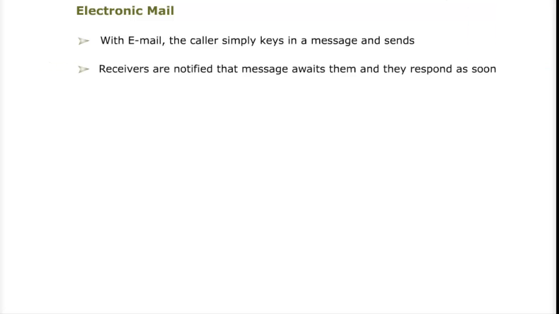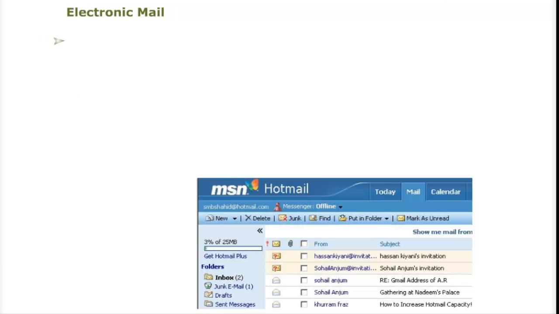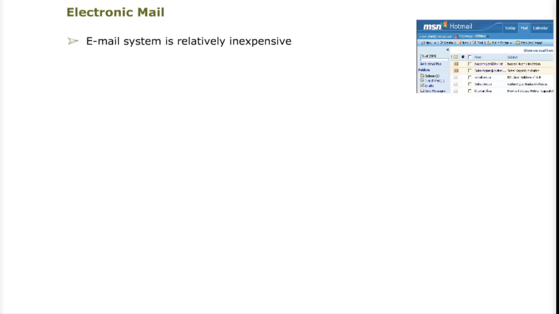Approximately 70% of business telephone callers do not reach the person they called on the first try. With electronic mail, the caller simply keys in a message and sends it to an electronic mailbox. Receivers are notified that a message awaits them and they respond to the caller as soon as the message is read. When it is delivered and read quickly, electronic mail can be almost as convenient and articulate as a personal conversation. Email systems that operate on a company's existing computer system are relatively inexpensive.